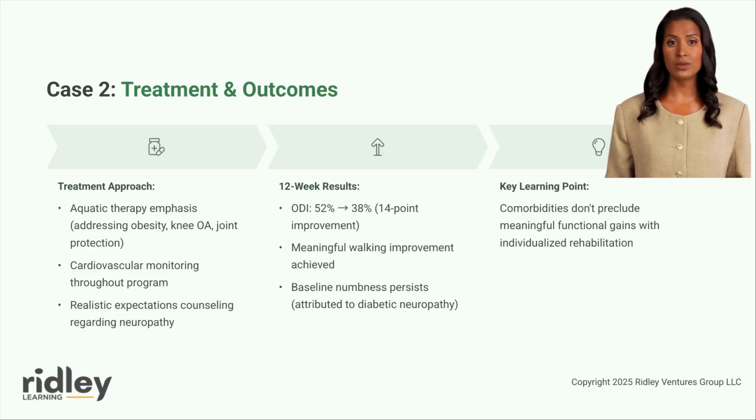After 12 weeks of treatment, Robert demonstrates Oswestry Disability Index improvement to 38% and reports meaningful improvement in his walking tolerance, though he continues to experience baseline numbness consistent with his neuropathy. He expresses satisfaction with his functional gains and continues with a community aquatic exercise program for maintenance. These case studies demonstrate how the evidence-based principles covered throughout this course are applied in clinical practice to achieve meaningful outcomes for patients presenting with both straightforward and complex presentations of lumbar spinal stenosis.